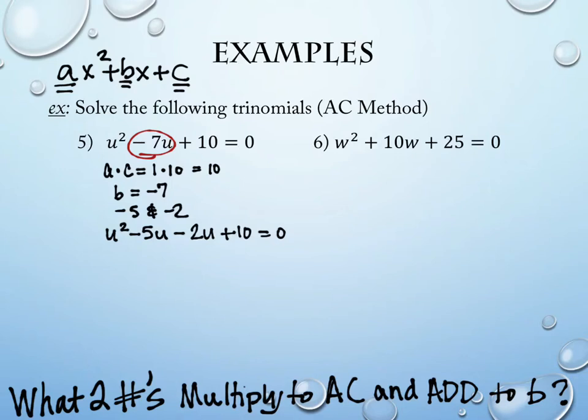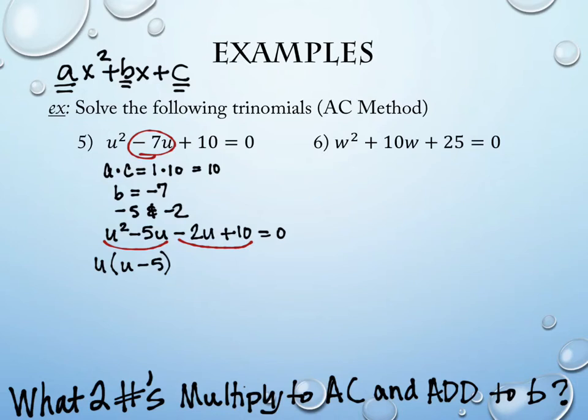Okay? All right. What we're going to do next is group the 2 at the beginning together and group the 2 at the end together. Starting with the 2 at the beginning, u squared minus 5u. What do they have in common? u. If I take a u out, what am I left with? Fabulous. That's factoring like we've done on the previous problems.